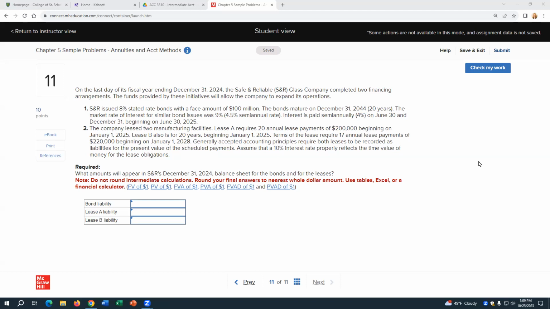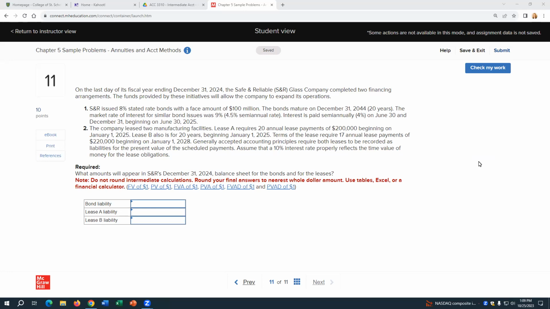Basically, what we're looking at here is comparing three different scenarios to figure out which one is going to be the most beneficial for us, right? In scenario one, we're going to issue some bonds with a face value of $100 million. They will mature in 20 years. They look at the market rate of interest for similar bond issues, as well as what we actually pay.